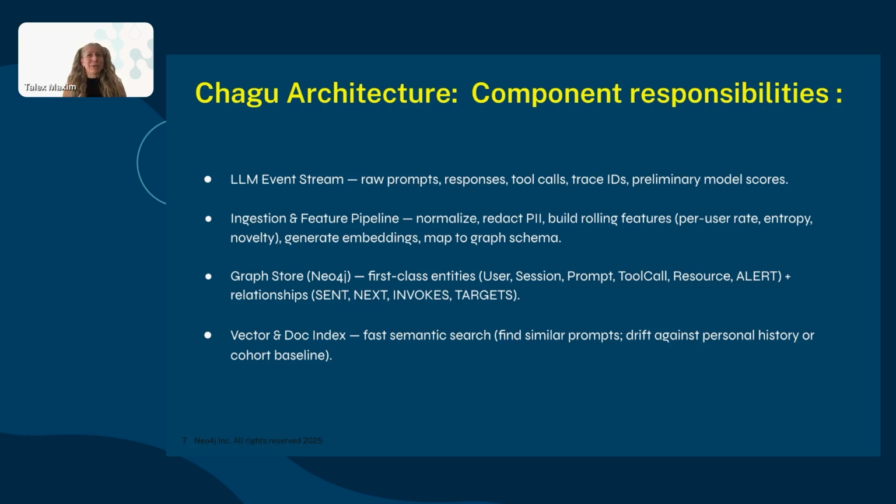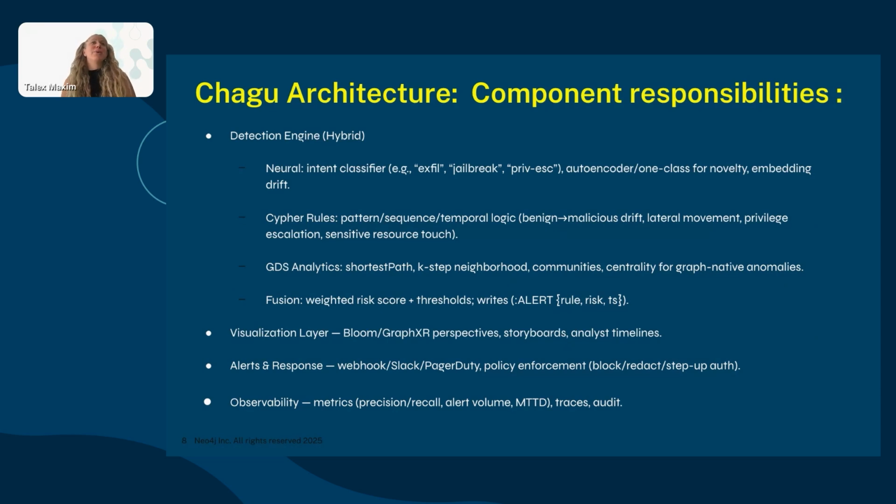First-class entities are user, session, prompt, tool call, resources, and alerts, along with relationships: what was done, what happened with the transaction, what was sent next, and what was targeted. We're also building vector and index stores for fast semantic search. We find similar prompts and connect them to drift behavior and personal history from endpoint to endpoint.